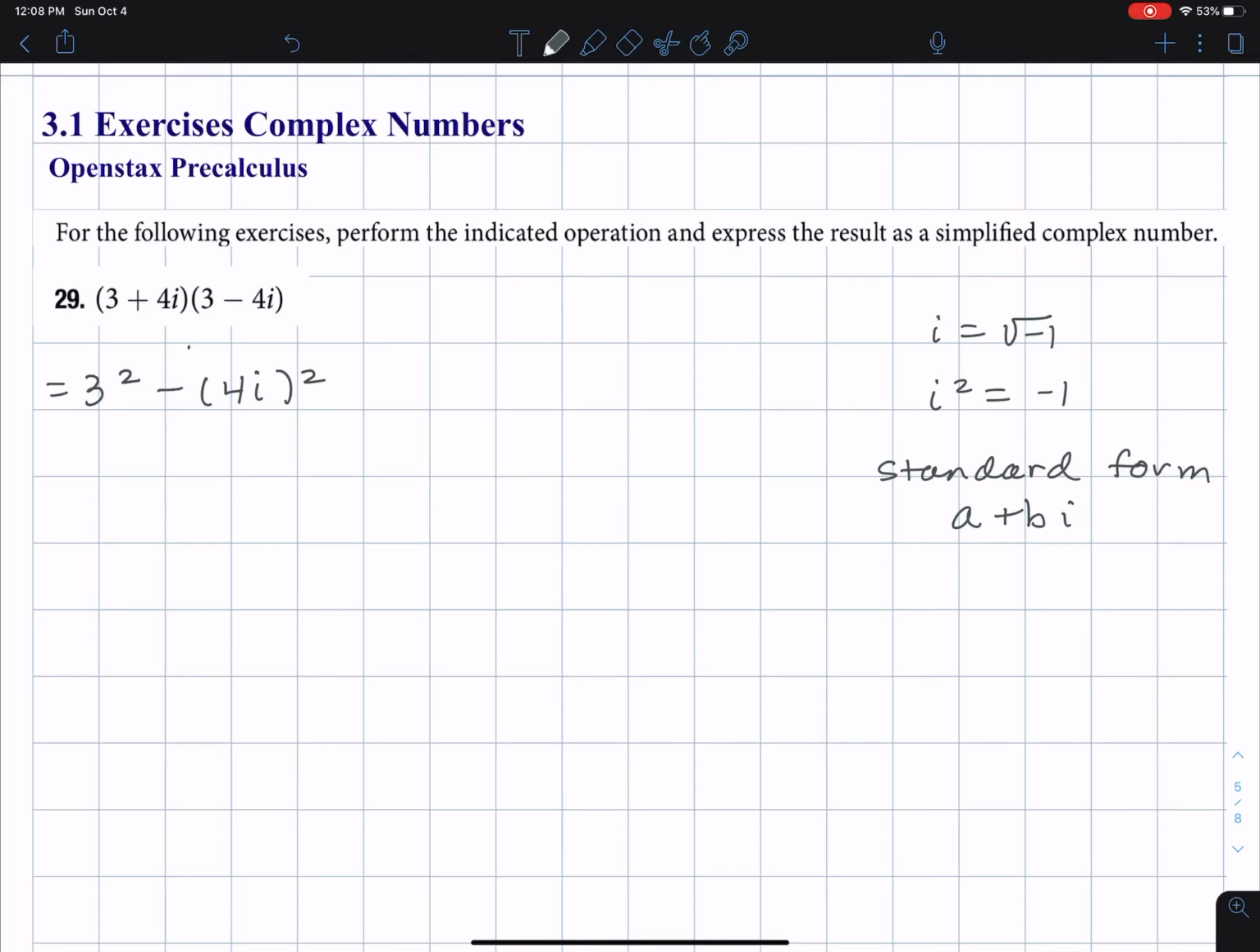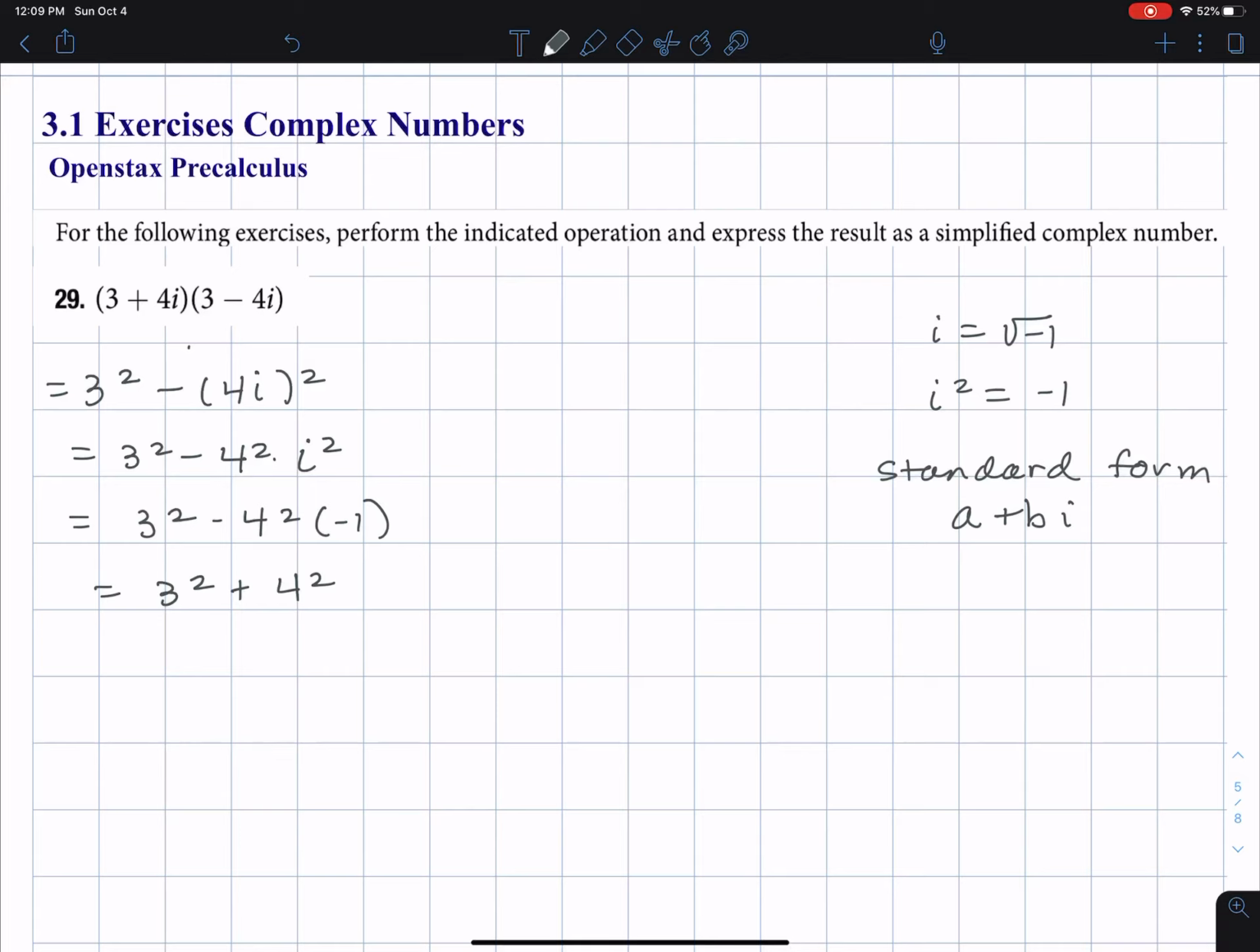All right. Now when I multiply this out, I have 3 squared minus 4 squared i squared. And I use that i squared is negative 1. And in fact, I'm showing much more than I usually would. And also you might be wondering, well, why didn't I write down 3 squared is 9 and 4 squared is 16? I'm waiting for the very end.